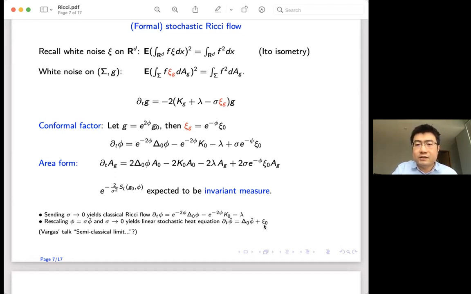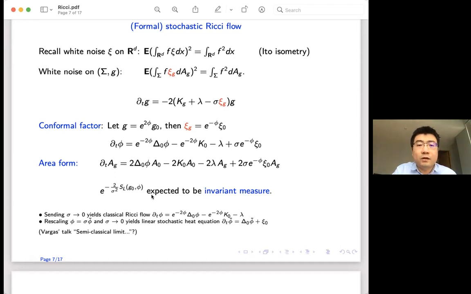So this equation is just completely well understood in the stochastic PDE community. So the solution is Gaussian. This is kind of similar to Vincent's talk maybe 2 weeks ago about a semi-classical limit, but formulated in the dynamical setting. I'll mention this later.